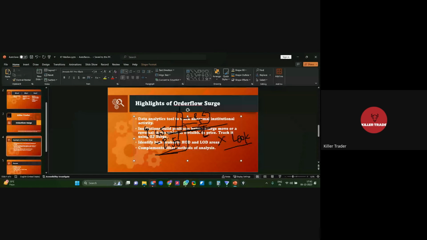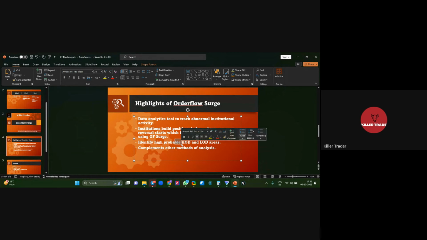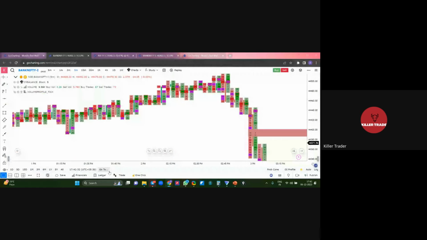You can also use order flow search to identify high of the day and low of the day areas. That is, if the market has printed high of the day or low of the day areas. And this is a data analysis tool which can easily be used complementing any other methods that a person is individually using.